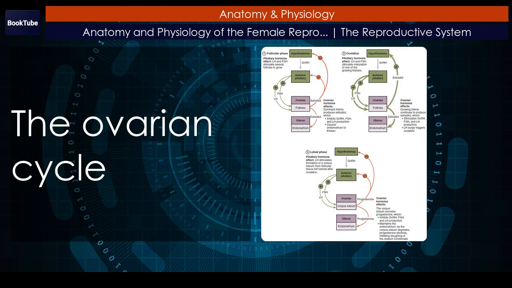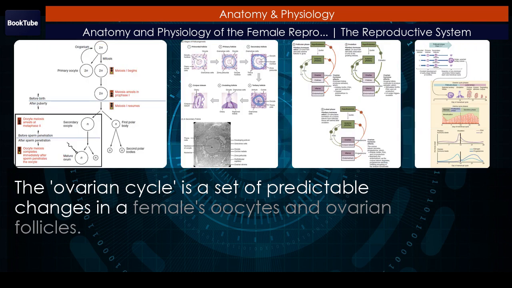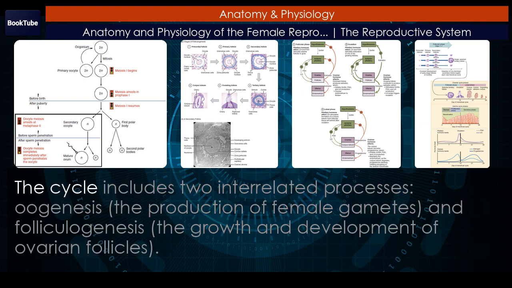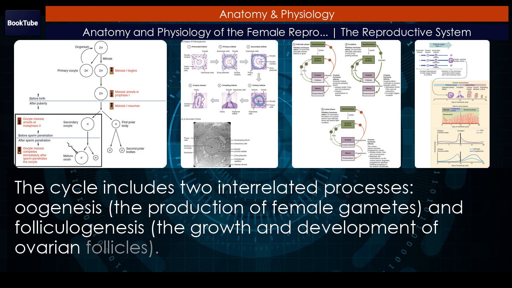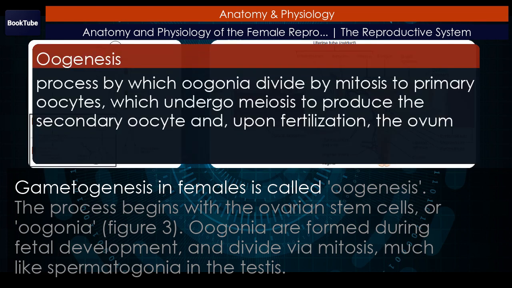The ovarian cycle. The ovarian cycle is a set of predictable changes in a female's oocytes and ovarian follicles during a woman's reproductive years. It is a roughly 28-day cycle that can be correlated with, but is not the same as, the menstrual cycle, discussed shortly. The cycle includes two interrelated processes: oogenesis, the production of female gametes, and folliculogenesis, the growth and development of ovarian follicles. Oogenesis. Gametogenesis in females is called oogenesis.